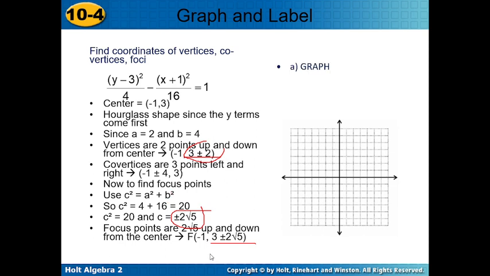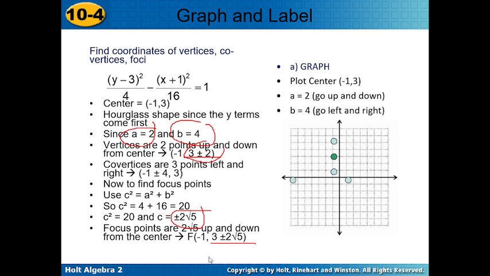If we're going to graph, we're going to plot the center first, which is -1 and 3. This is your center, and we are going to go up and go down 2 units from this center, because that is your vertices, correct? You have the values of the co-vertices, which is 4. So you're going 4 units to the left and to the right from your center. Once again, from your center. If you'll notice, 1, 2, 3, 4, 1, 2. Same goes for the other sides.